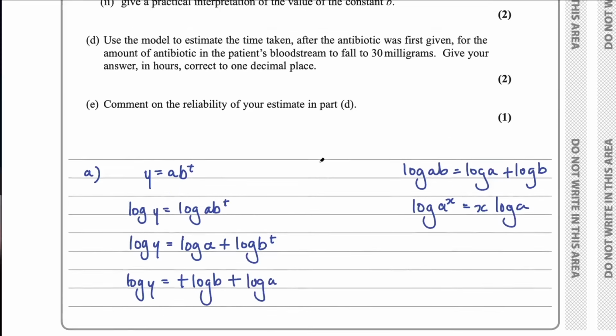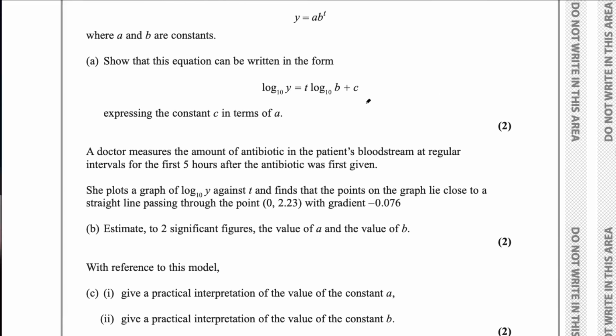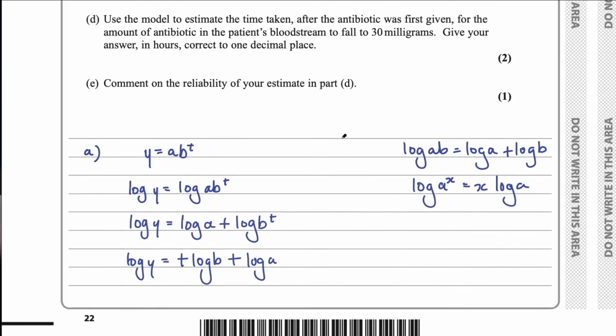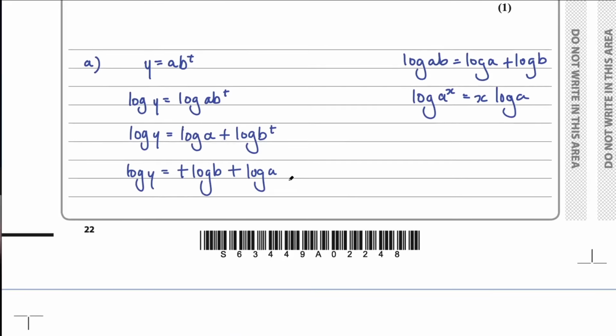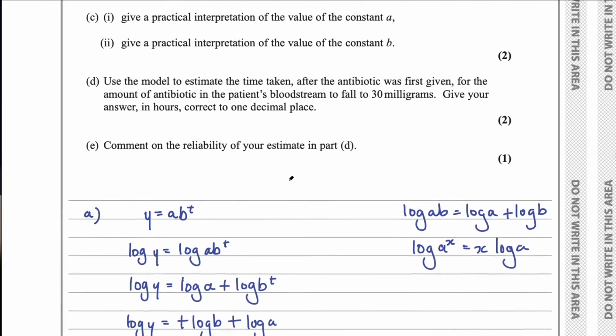And let's just double check what they wanted us to show. They want us to show that it equaled log y equals t log b plus c, and then express c in terms of a. Well, in this case, c is going to be log a, log base 10 of a. So that was part A.